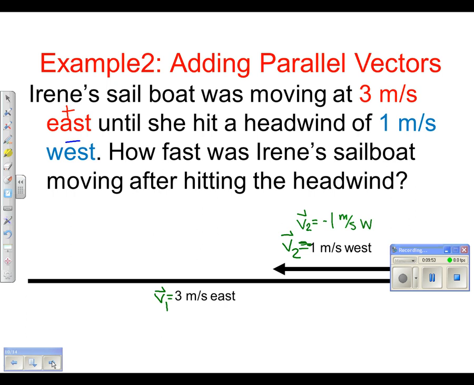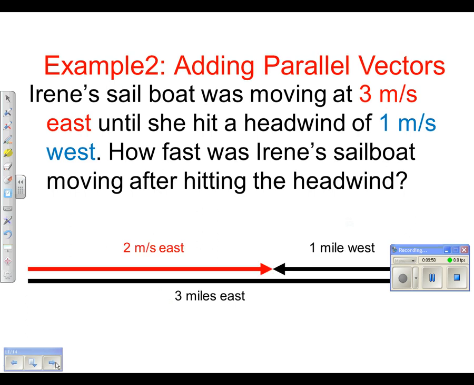So how fast is Irene's sailboat moving after hitting the headwind? And in this case, since you have the positive 3 and the negative 1, her velocity is going to be 2 meters per second east. I'm hoping that makes sense. You need to draw these diagrams. They'll help you work out the problem. We consider these part of the given statement, that when you list all of your information, we would like to see the drawing also.